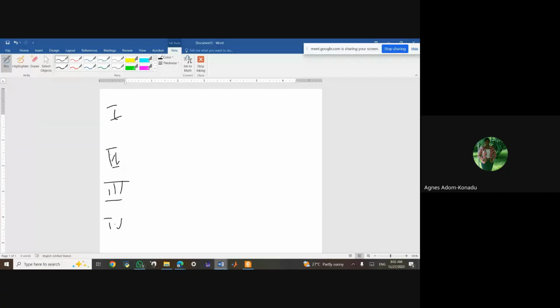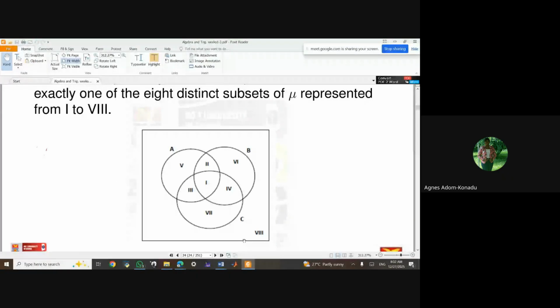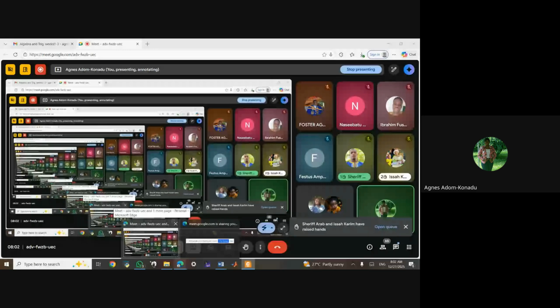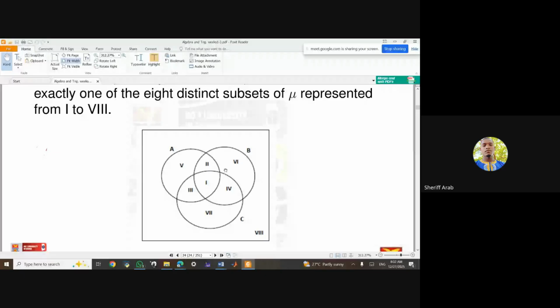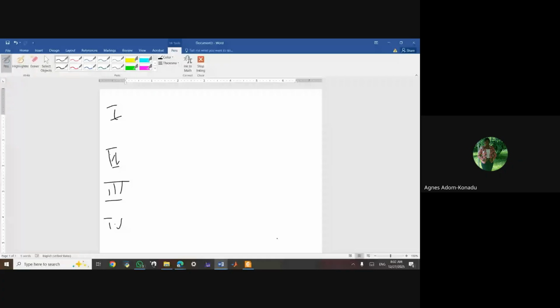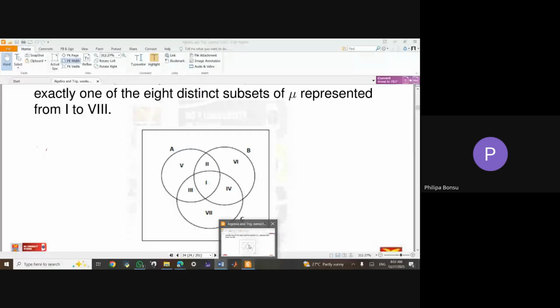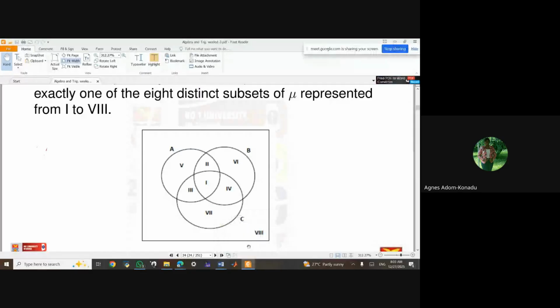So what is I? Okay, Sheriff. Madam, yes, I will be A intersection B intersection C. A intersection B intersection C. Do you all agree? Yes, madam. Any alternatives to answer?